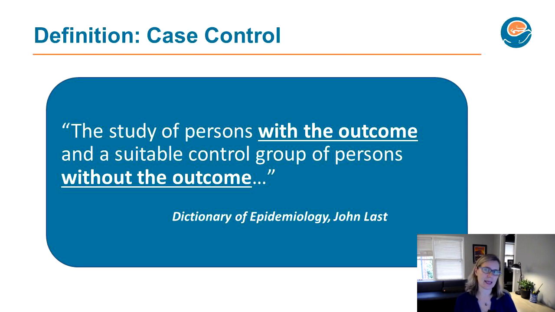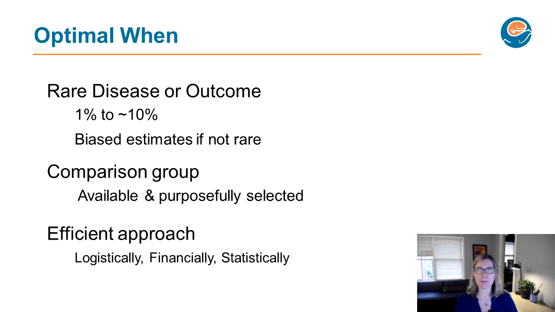So what is it? What is a case control study? It's the study of persons with the outcome and a suitable control group of persons without the outcome. So what this means practically is that we would study a group of children born with an orofacial cleft and include a group of individuals that were not born with an orofacial cleft, and they would be our controls. It's very simple, actually, theoretically. The devil's in the details with this one.